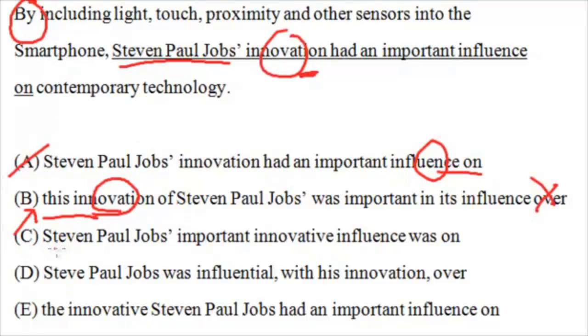What about this one? This one could be tricky because it starts again with Steve Jobs, except it's not, right? It has the apostrophe. Is "important" the noun? No, it's not. "Innovative" this time is the adjective. Before it was a noun. The subject over here is actually influence. So by including light, touch, proximity, and all the stuff, influence was on contemporary technology. Makes no sense. You need a person.